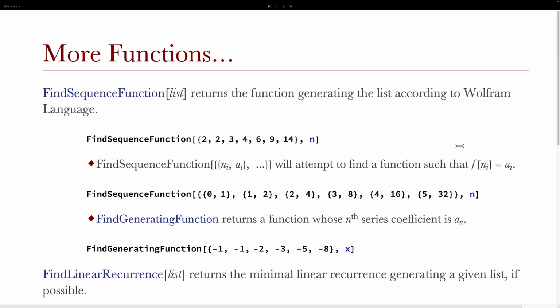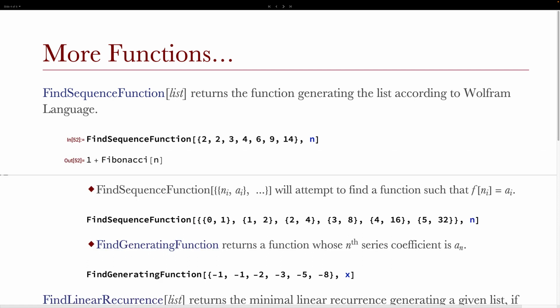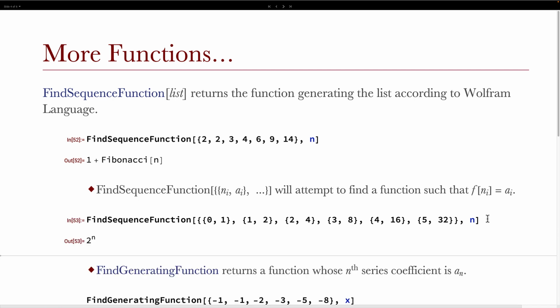For example, the FindSequenceFunction, when given a list, returns the function generating the list according to the Wolfram language. If we give it the Fibonacci numbers shifted over by 1, it'll return 1 plus Fibonacci of n. Similarly, if you give the FindSequenceFunction corresponding values, it'll attempt to find a function such that f of n sub i is equal to a sub i.